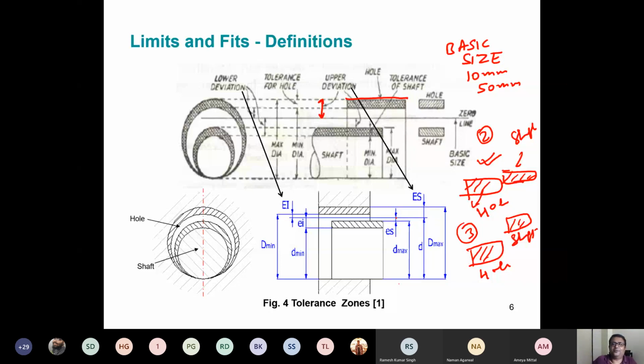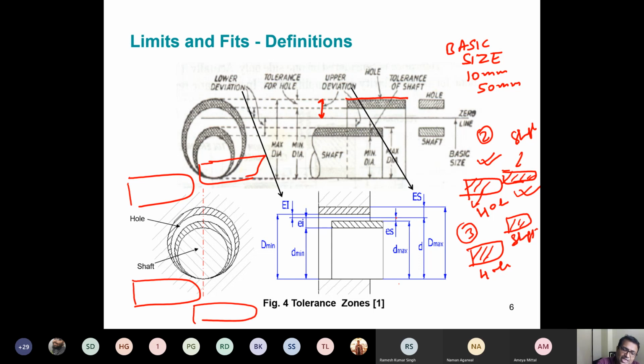Sometimes it goes, sometimes it doesn't go. This is the example of transition that I'm showing. There is an overlap between the tolerances. If you have an overlap between the tolerances, this basically means that this is a transition. Sometimes it goes, sometimes it will not go. If there is no overlap, if your shaft is always bigger than your hole, so if this is the shaft and this is the hole, then it is always interference.